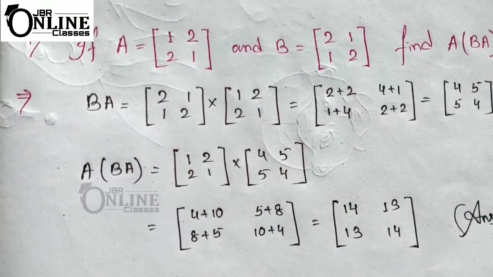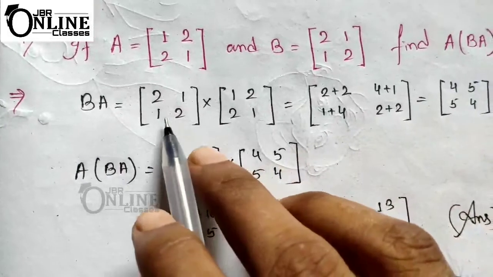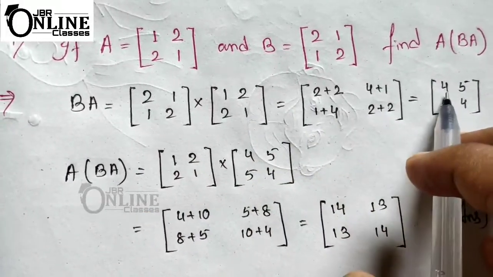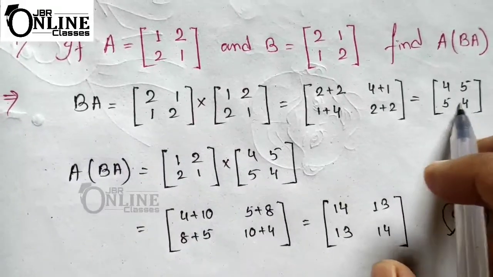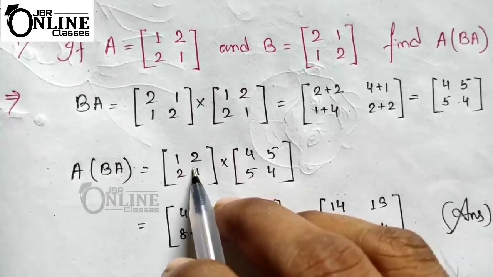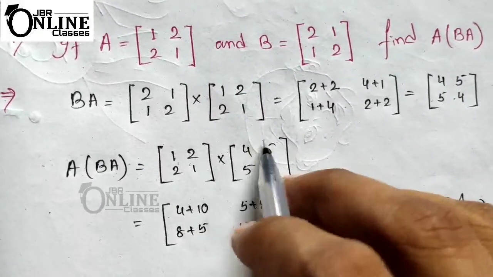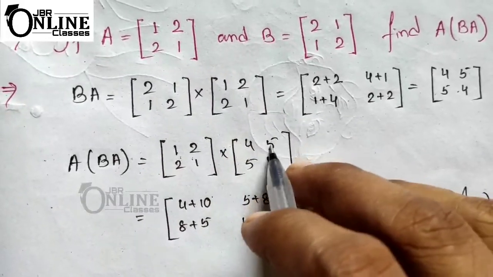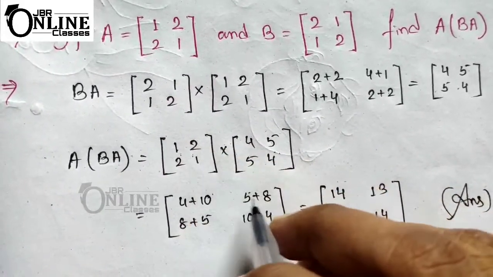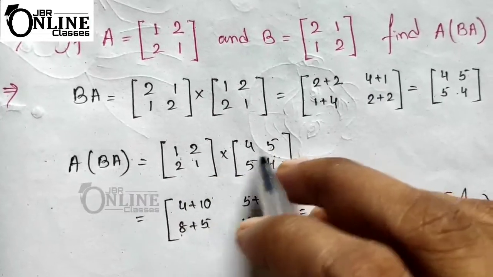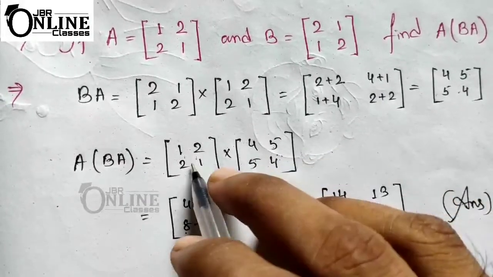To find the value of BA, first write down B matrix into A matrix. From BA you get [4 5; 5 4], that is the value of BA. Now you have to multiply A into BA, so write down the A matrix into the BA matrix. Then multiply: 4 into 1 is 4, 5 into 2 is 10, 5 into 1 is 5, 4 into 2 is 8; 4 into 2 is 8, 5 into 1 is 5, 5 into 2 is 10, 4 into 1 is 4.